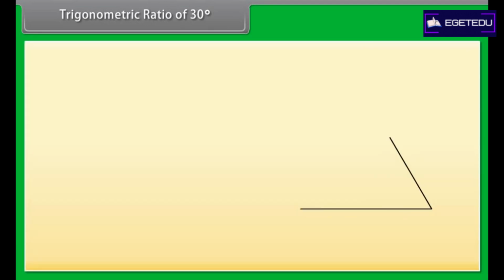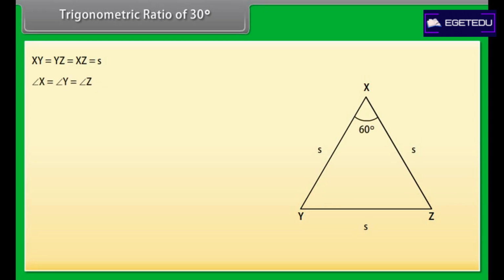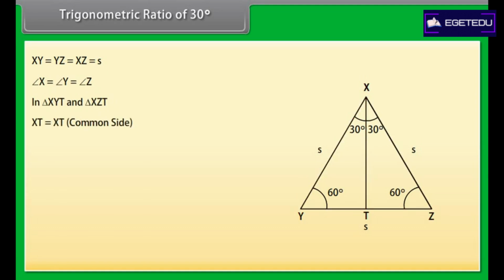Consider the equilateral triangle XYZ. XY is equal to YZ, which is equal to XZ, which equals S. Angle X is equal to angle Y, which equals angle Z. Let us now draw a perpendicular from vertex X to intersect side YZ at T. In triangles XYT and XZT, XT is equal to XT, common side.